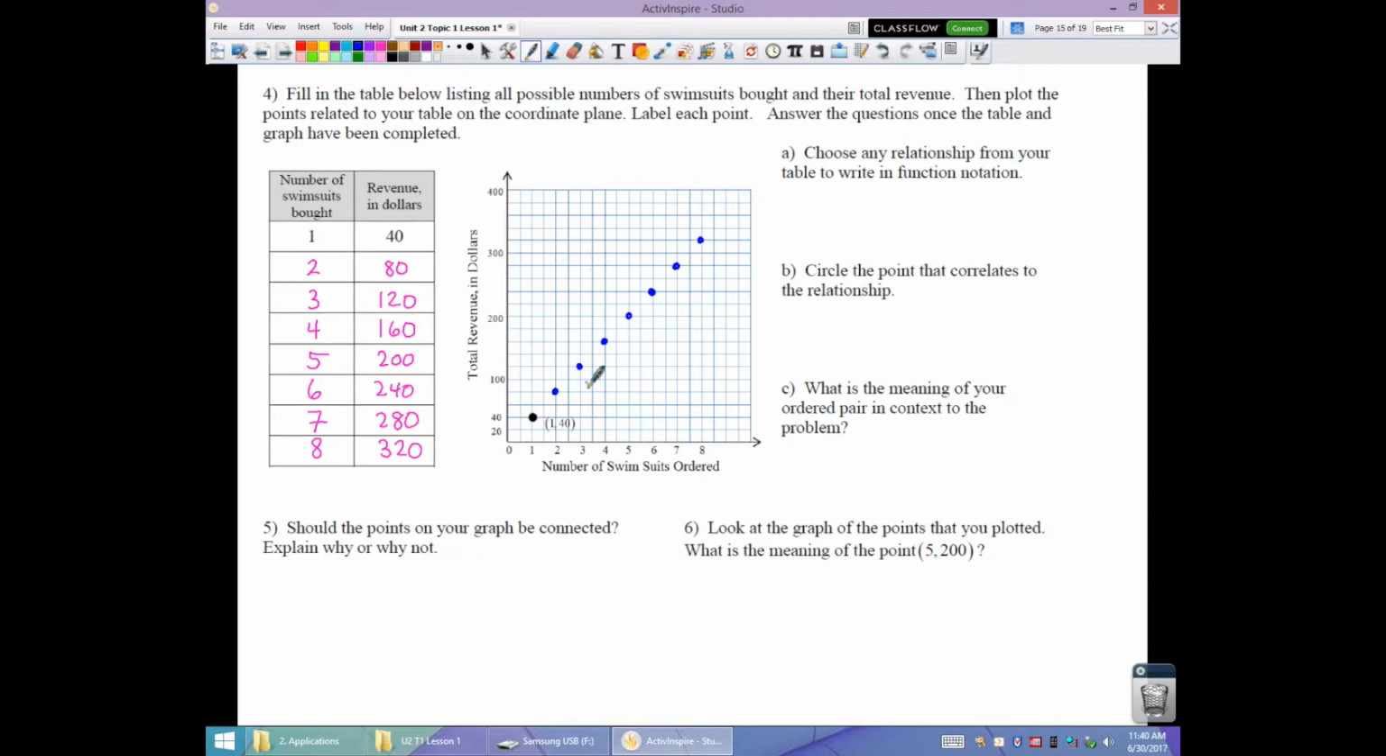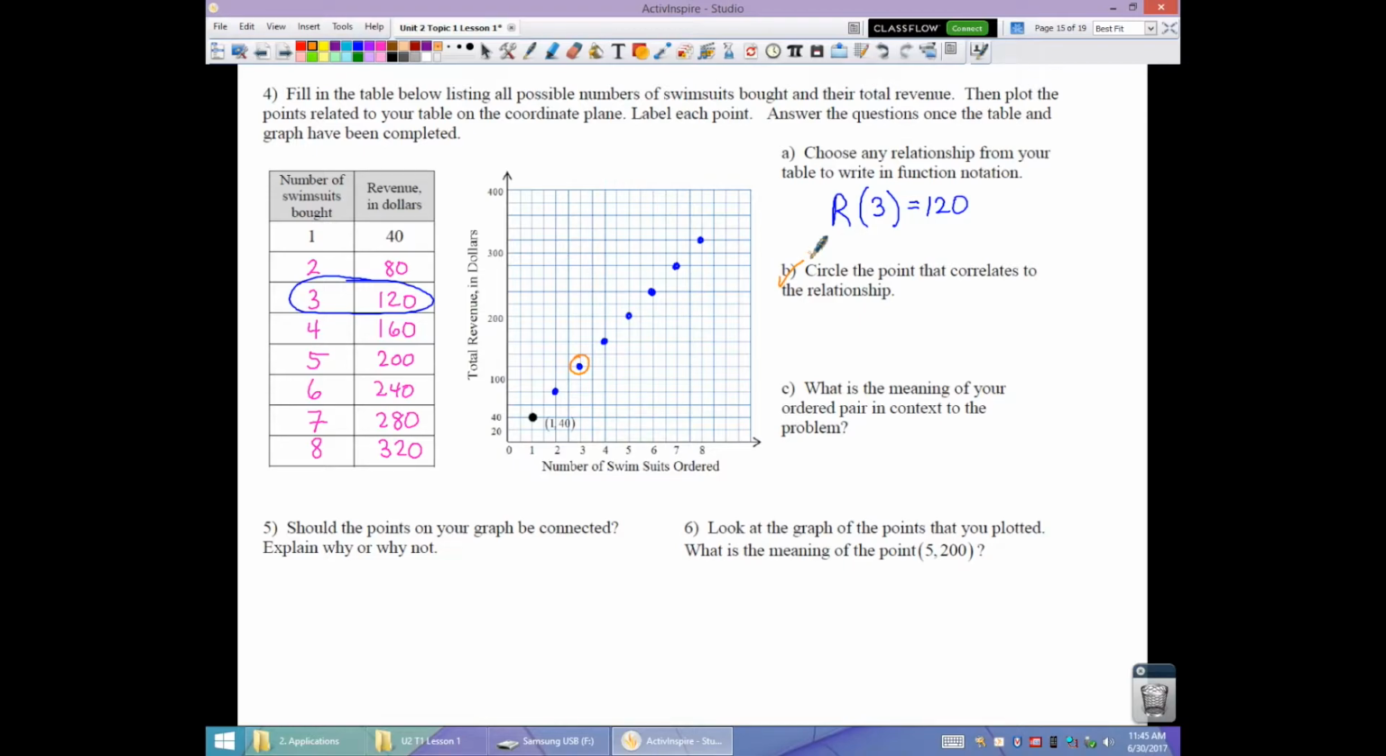Okay, so choose any relationship from your table to write in function notation. For example, I could pick this point, 3, 120, and function notation means I'm going to say R for revenue of 3 is equal to 120. Okay, so part B says circle the point that correlates to the relationship. So that point would be 3, 120, so I'm circling it.